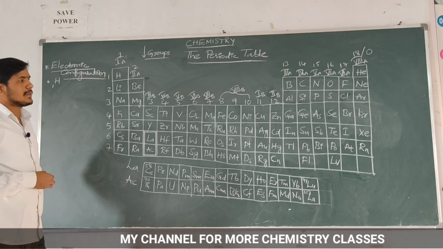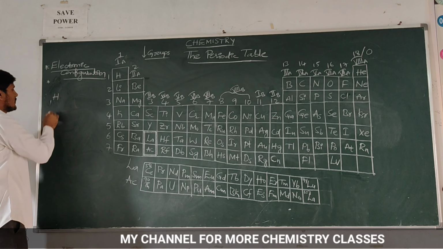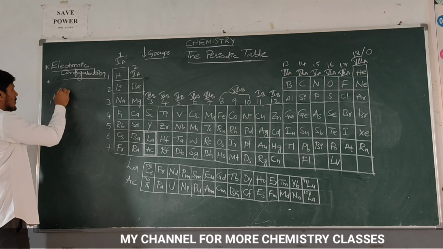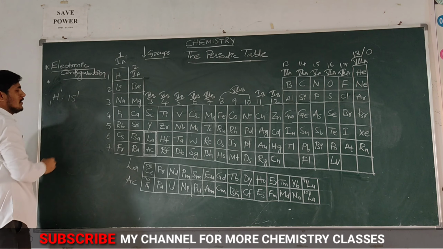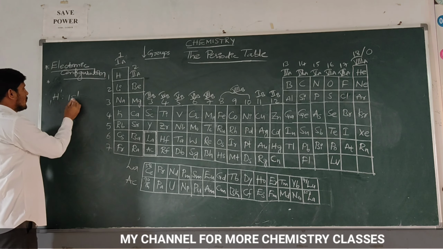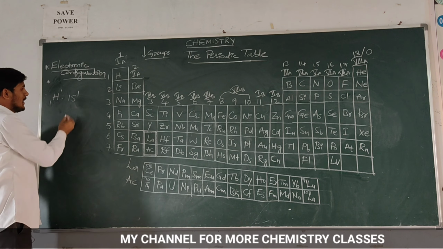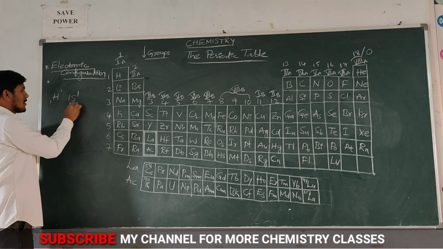Write the electronic configuration of hydrogen. Hydrogen's atomic number is 1, and its atomic mass number is also 1. The electronic configuration is 1s1. That means in hydrogen only one electron is present, and it enters into the s orbital.